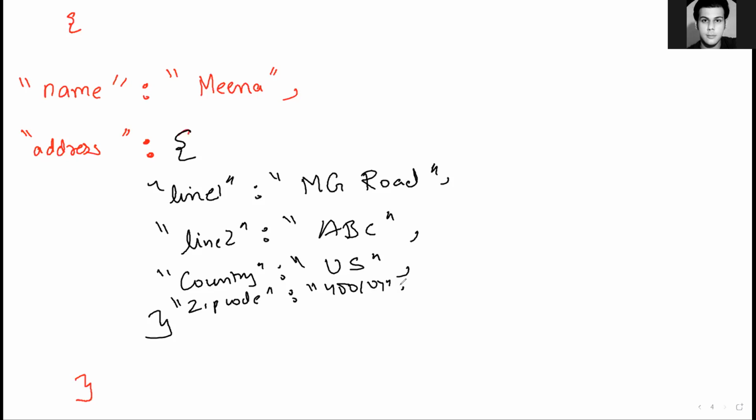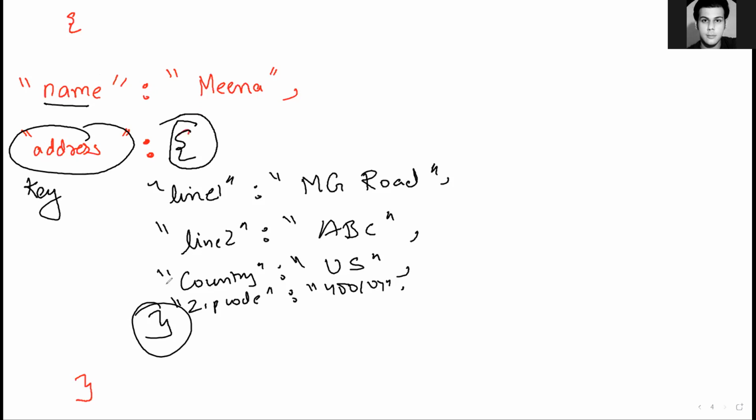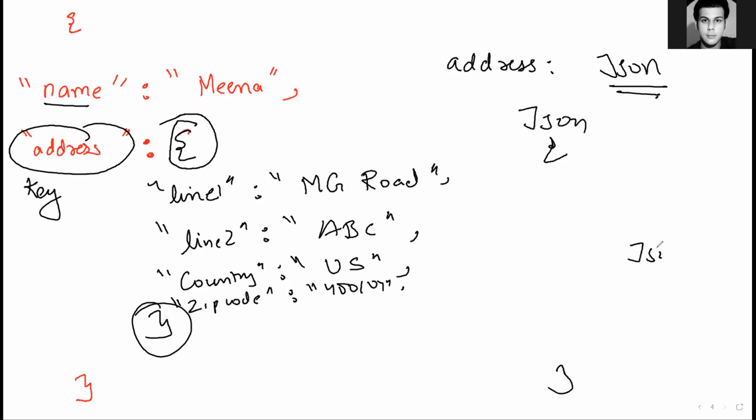So what has happened over here? This was a direct value, name equal to Meena. But what does this address key store inside it? If address is the key, what is the value of address? It's another JSON that is coming into the picture. Because what did I tell you? Anything that starts with a curly bracket and ends with a curly bracket is going to be a JSON, right? So address is actually storing another JSON inside it. Make sense? So I have a main JSON, and inside that, I have another JSON that is fitting over here.